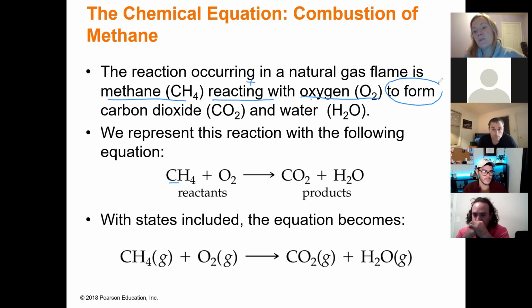Anytime you see the word to form or to produce or create, that's your arrow. Okay, so to form, and then we have carbon dioxide and water. These are the 2 products.